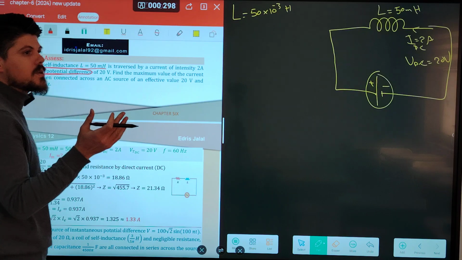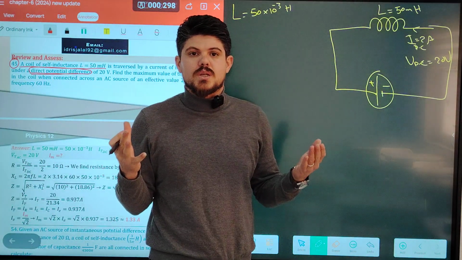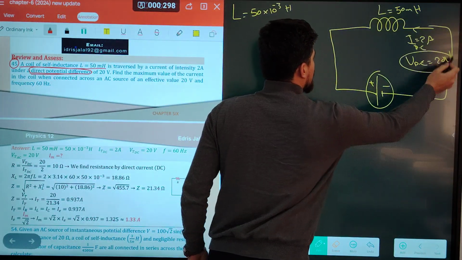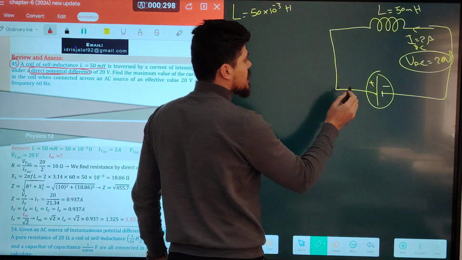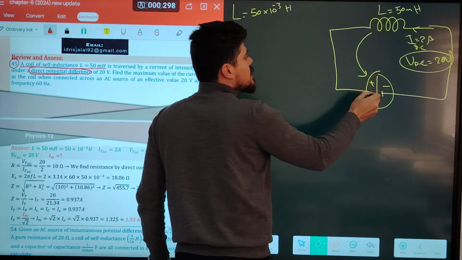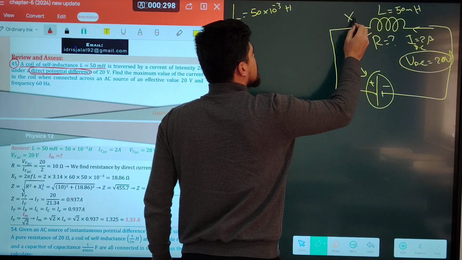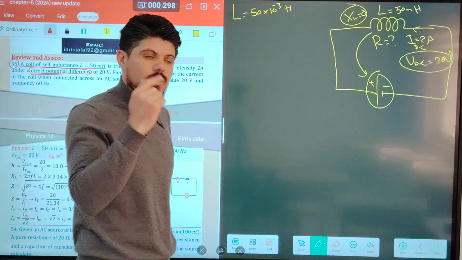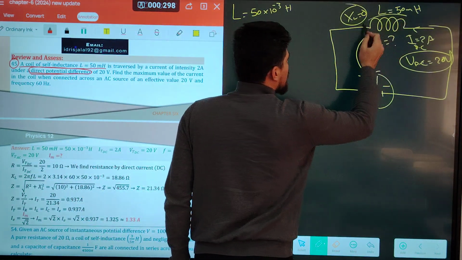Direct potential difference. What do you mean by direct potential difference? It means a DC battery. This is the DC battery. What is the value of this DC? The potential difference is 20 volt. Okay, guys, a coil in a DC source has only what? Only resistance. Do we have XL? No. With DC, we don't have XL. We have only resistance.